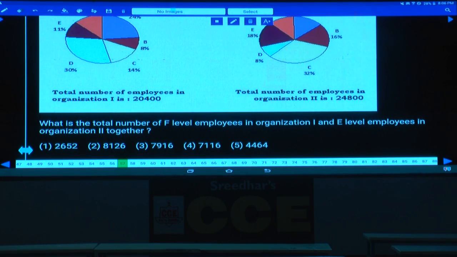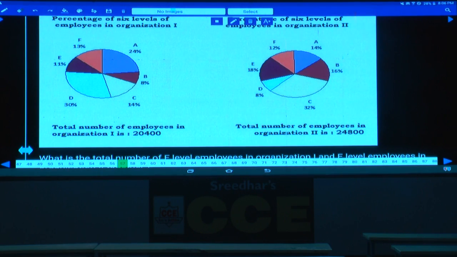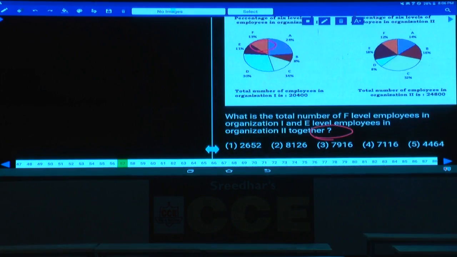Right, total number of employees in organization 1 is 20,400, and in the second organization we have 24,800. Now, what is the total number of F level employees in organization 1 and E level employees in organization 2 together? It asked about the total. F from 1. F occupies what percent? 13% of this number. That is 13 into 204.